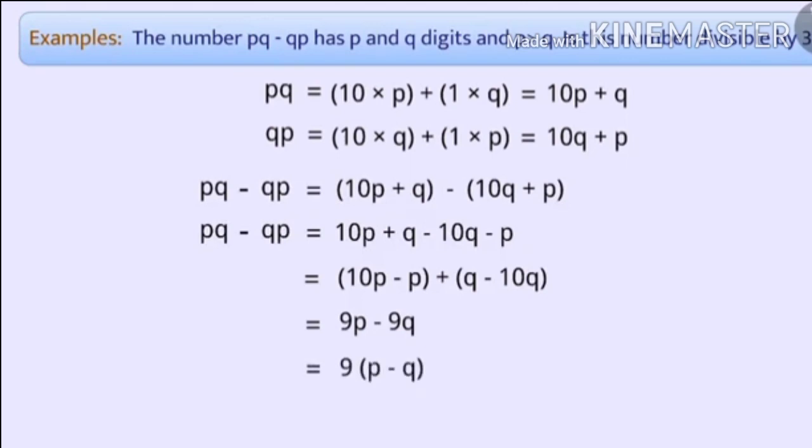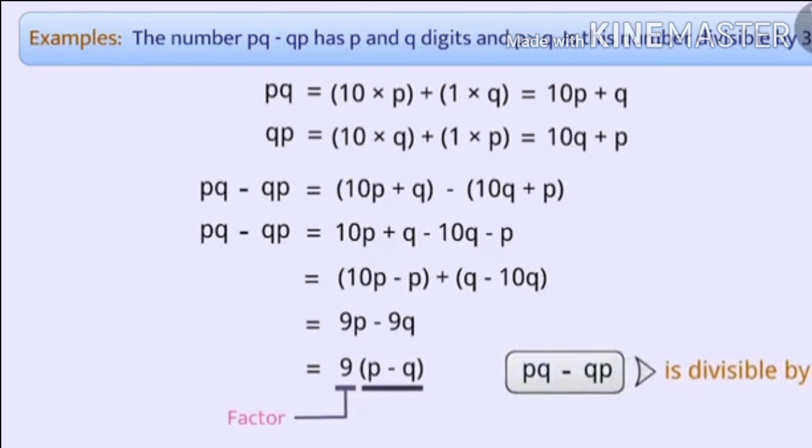Since this number, P minus Q, is multiplied by 9, we can say that this number is a multiple of 9. That is, 9 is a factor of PQ minus QP. That is, PQ minus QP is divisible by 9. And since 3 is a factor of 9, this number will also be divisible by 3.